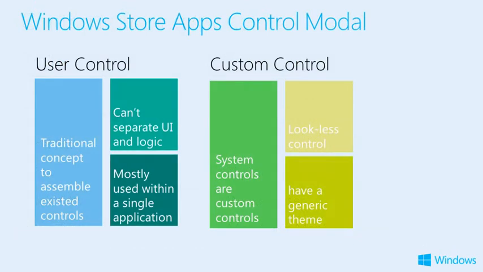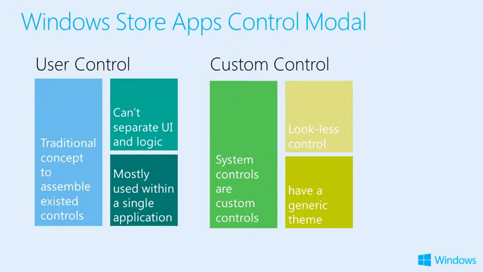Unlike Android widgets, Windows Store app controls can also be divided into two categories: user controls and custom controls. The user control is a traditional concept. It just assembles the existing controls. It cannot separate UI and logic. So in most cases, it is used within a single application.